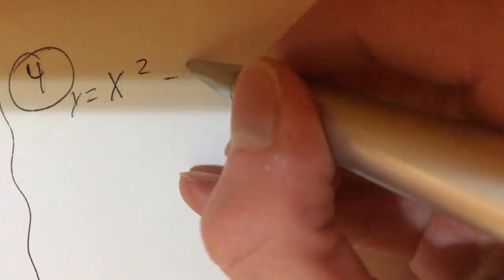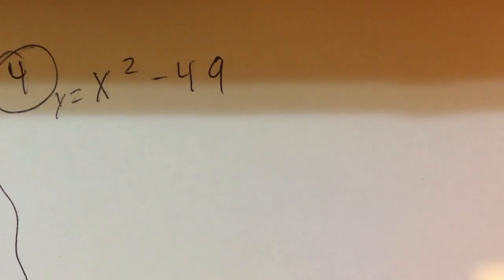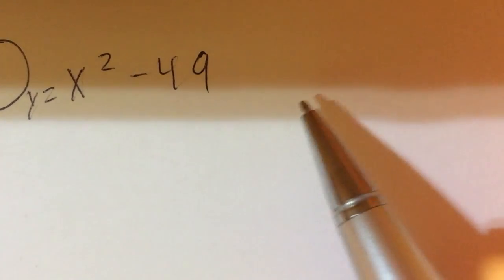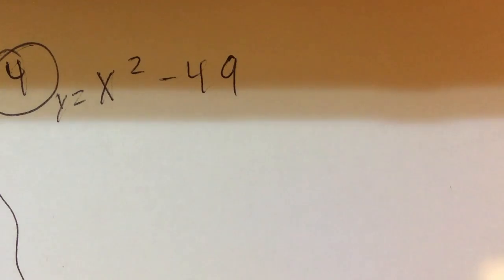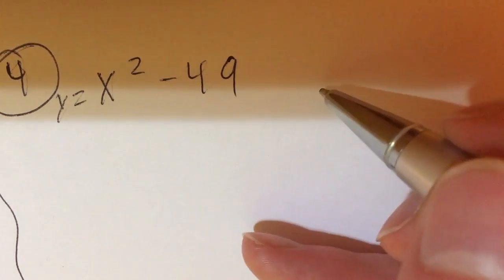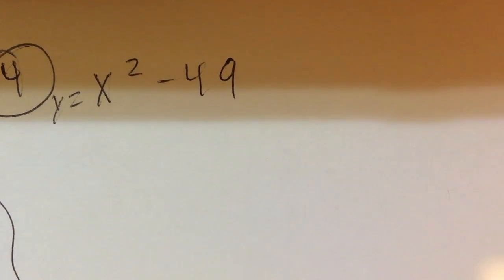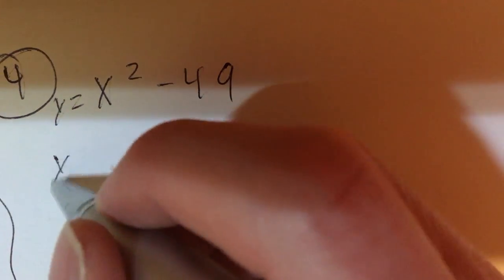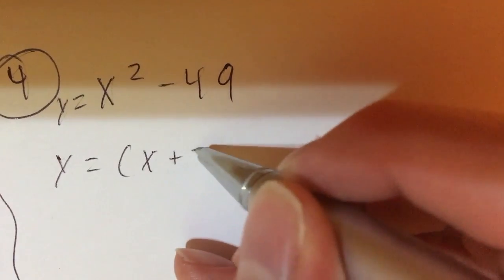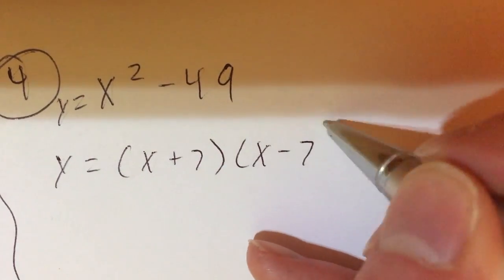y equals x squared minus 49. Now, this isn't a trinomial like we saw. It's actually a binomial. And if you remember, these are the ones where you have one set of parentheses as a plus and the other as a minus. 49 is a perfect square, right? What makes 49 a perfect square? 7, 7. 7 times 7 gives me 49. So really, to factor this out, I just have x plus 7 and x minus 7.